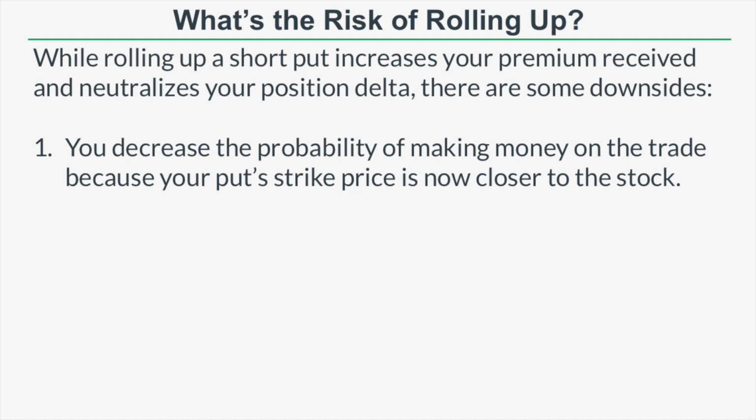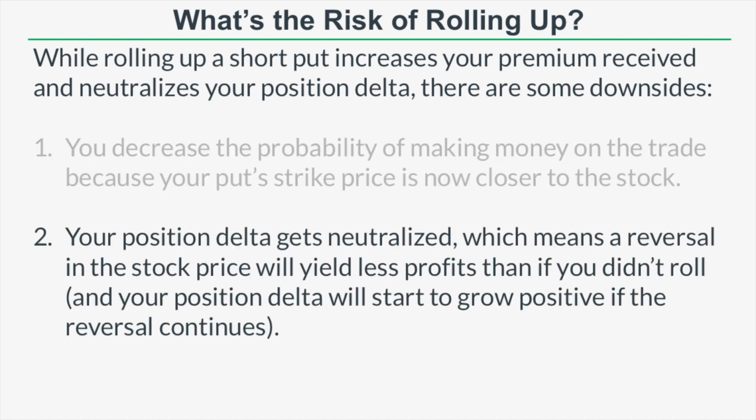Since you roll up that short put to a strike price that is closer to your short call strike price, you have a narrower range of profitability. However, you do extend the break-even on the upside because you collect more premium. The second downside is that your position delta gets neutralized, which means a reversal in the stock price will yield less profits than if you didn't roll at all.